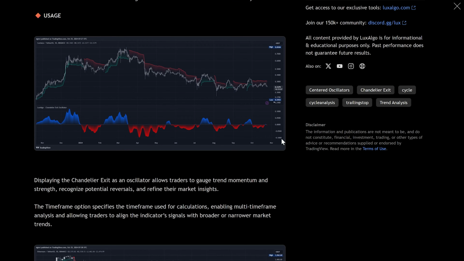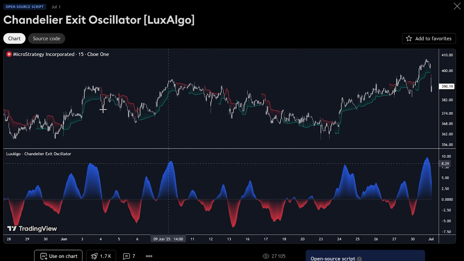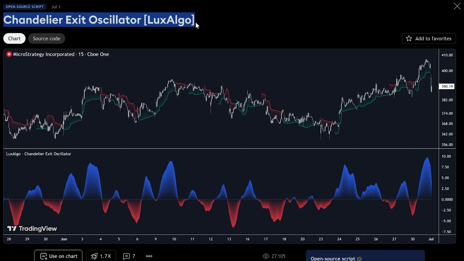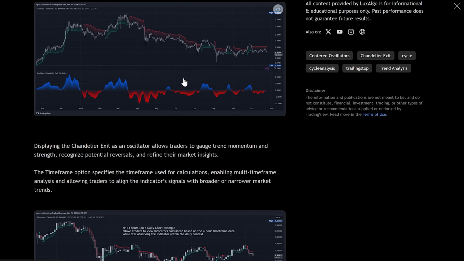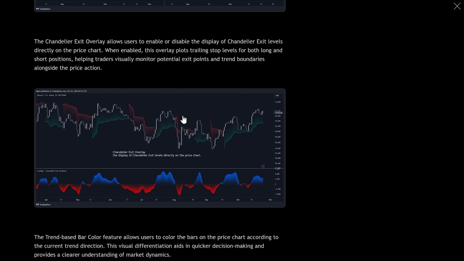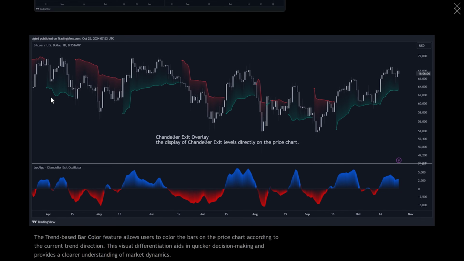This is a video about a unique trading indicator known as the Chandelier Exit Oscillator by LuxAlgo. It's designed to help you spot momentum shifts, trend direction, and even clear exit points without cluttering your chart. Instead of drawing endless lines or guessing where to place stops, this tool gives you a clean way to see where the market may be turning.